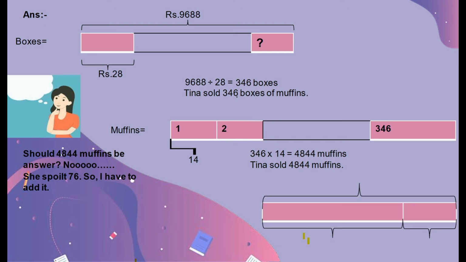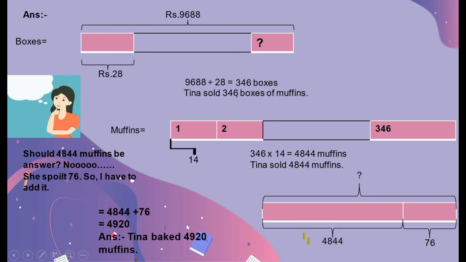So like this will be the bar model when you show the muffins. You can see the total muffins is 4,844 plus 76 which were spoiled during making the muffins. So the total you need to find. So like this you will draw the bar model.